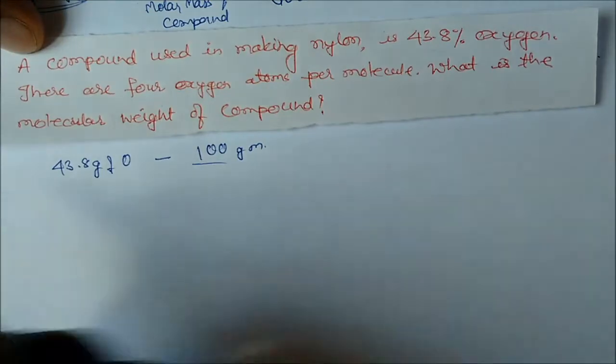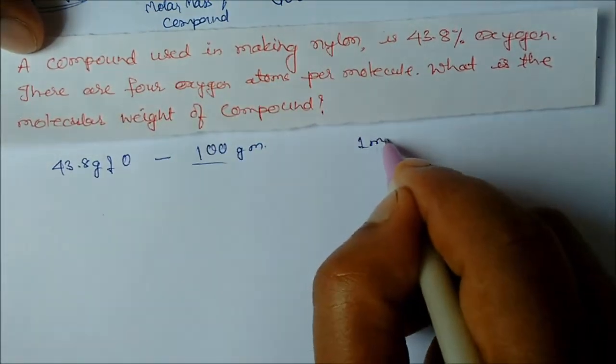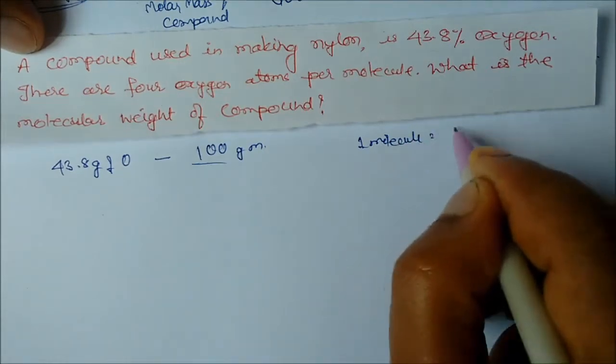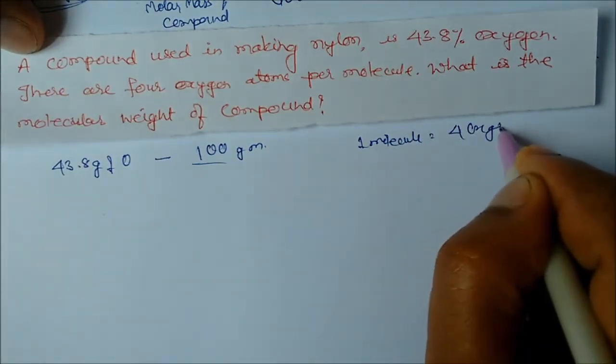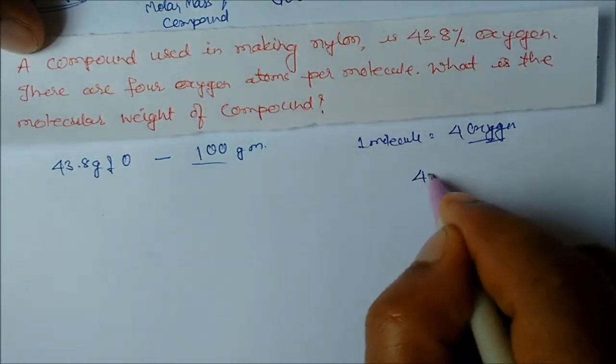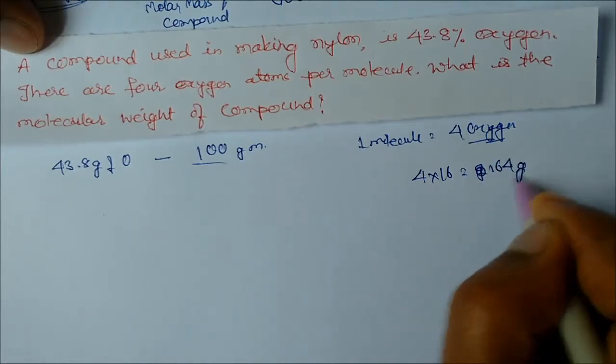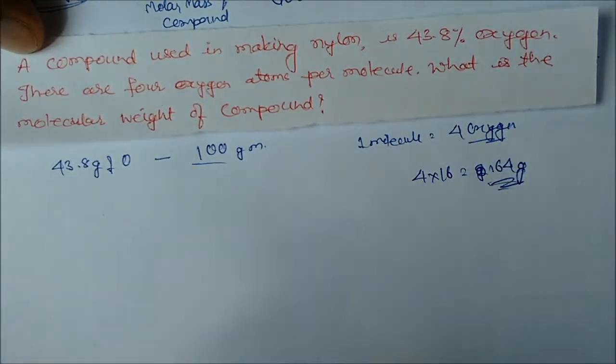Okay, and we know that that compound contains 4 oxygen atoms. So in one molecule, how much? There are 4 oxygen atoms. So total weight will be how much? 4 into 16. If you take molar mass, it will become 64 gram. Total weight will be 64 gram.